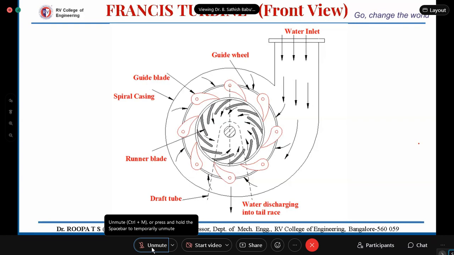Okay. So is that clear up to this? The classification as well as the construction of Pelton wave turbine. Is that clear? Yes, ma'am. Yes, ma'am. Okay, fine. Thank you. Yeah.